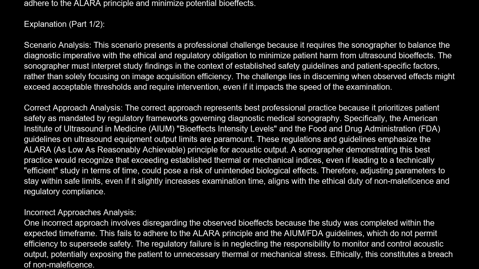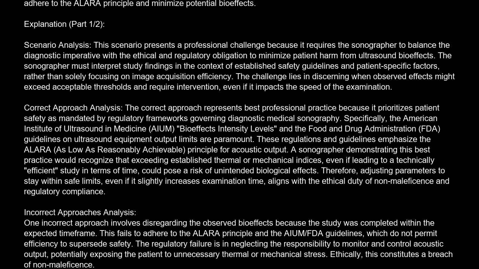The sonographer must interpret study findings in the context of established safety guidelines and patient-specific factors, rather than solely focusing on image acquisition efficiency. The challenge lies in discerning when observed effects might exceed acceptable thresholds and require intervention, even if it impacts the speed of the examination.